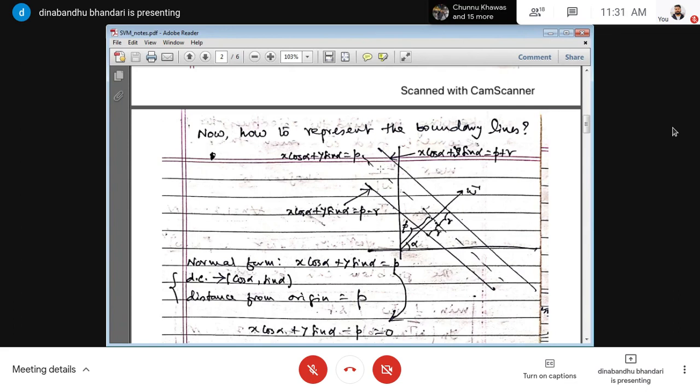Now, if this equation is x cos alpha plus y sin alpha equal to p, and this line is R distance from this line, the equation has to be x cos alpha plus y sin alpha equal to p plus R, and this line will be x cos alpha plus y sin alpha equal to p minus R. Now, cos alpha, sin alpha are the direction cosines of all these three lines, right? They are parallel. The distance from the origin of our line is p, the distance from the origin to the boundary of the positive class is p plus R, and of the negative class is p minus R.